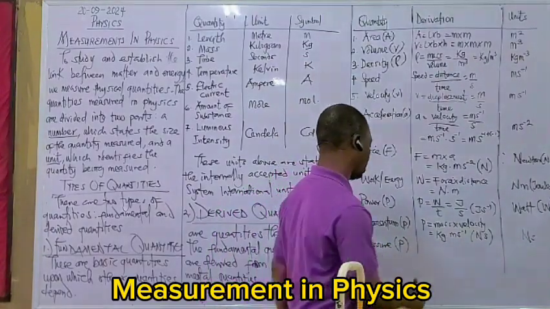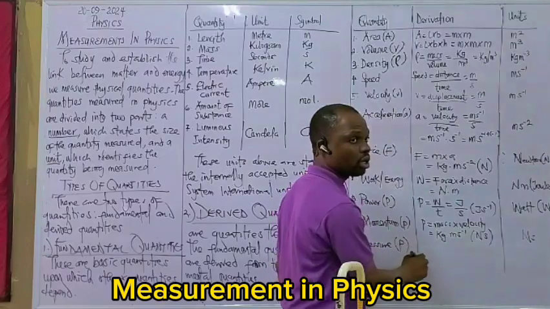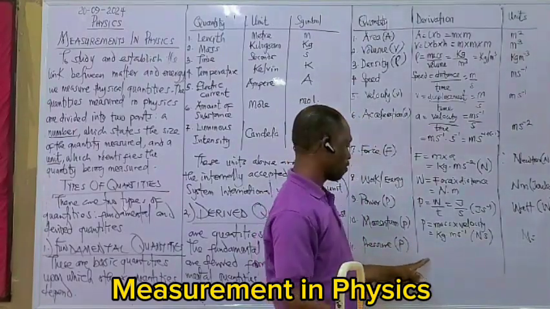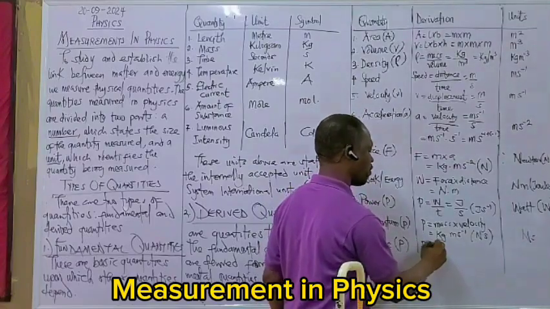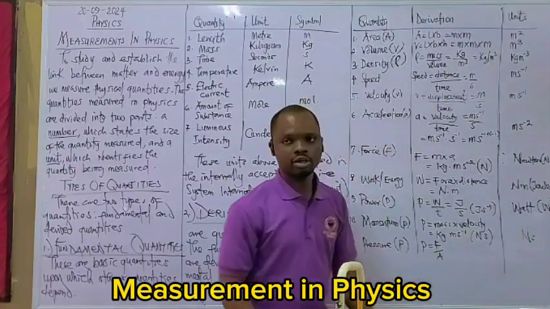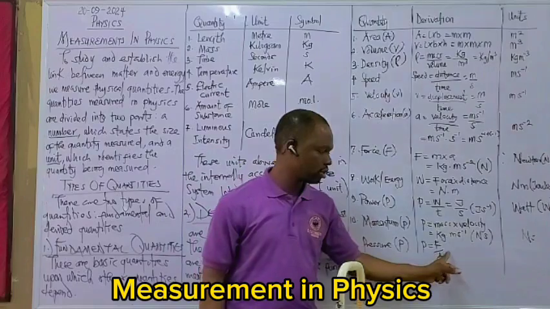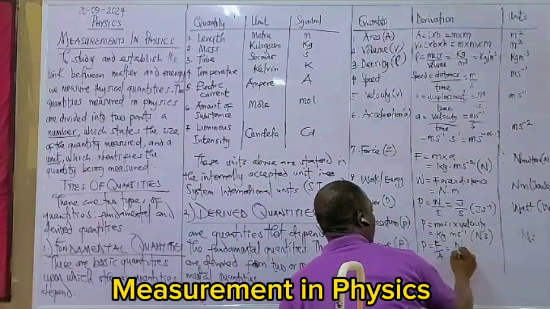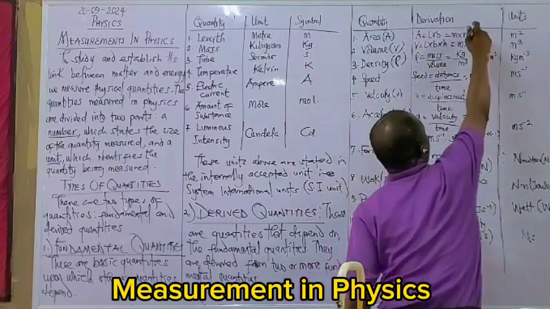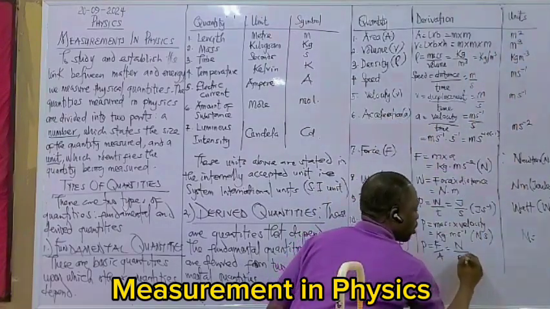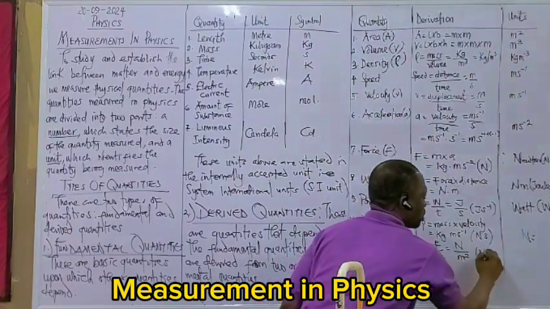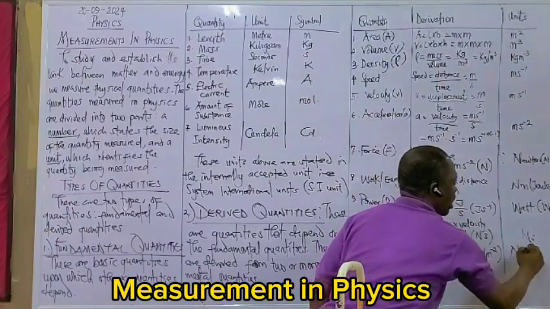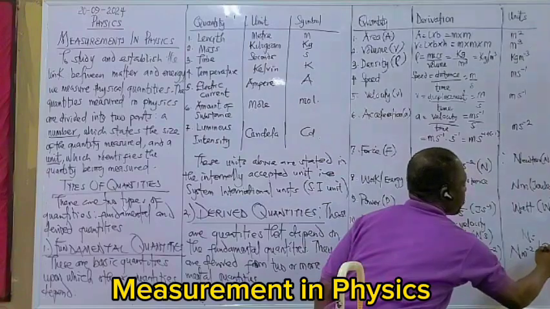Pressure is what? Force over area. Somebody say force over area. What is our force? Newton. What is area? Meter squared. This will become what? Newton per meter squared. This Newton per meter squared, we can also call it Pascal.